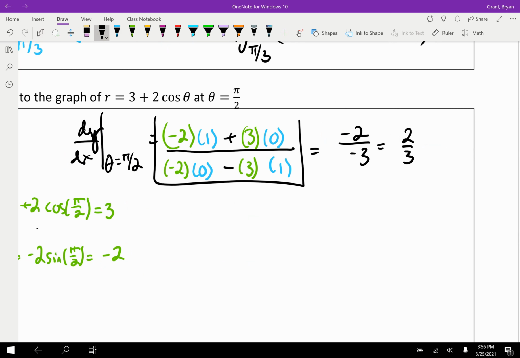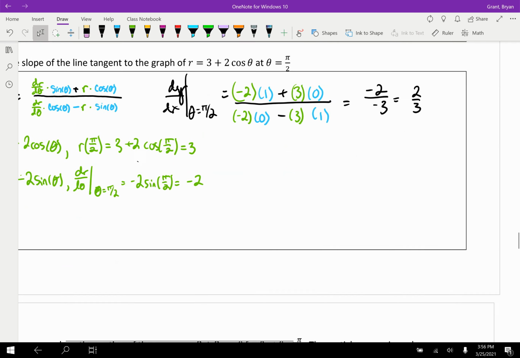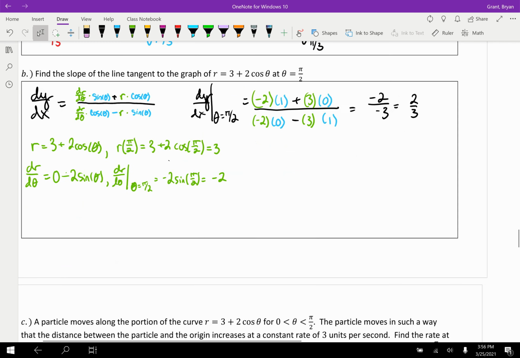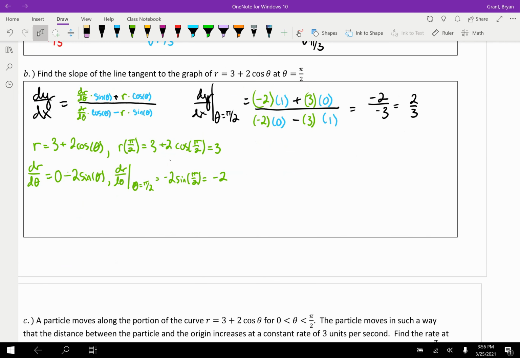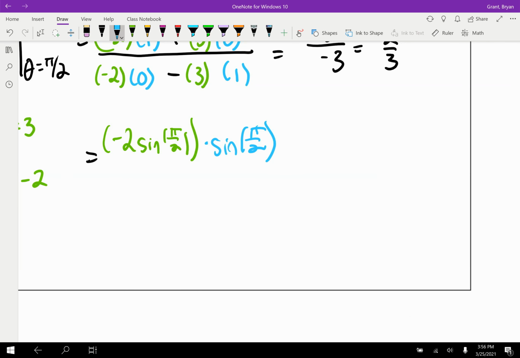But don't forget, if you're pressed for time, you can stop here. In fact, if you're really pressed for time and you don't want to find sine or cosine of all of these, you could leave your answers like this. Instead of negative 2 up here, which was found by doing dr d theta, you could say it's negative 2 sine of pi over 2. And then the 1 comes from sine of pi over 2, right? It's a nifty way to get around not remembering what your trig functions are.